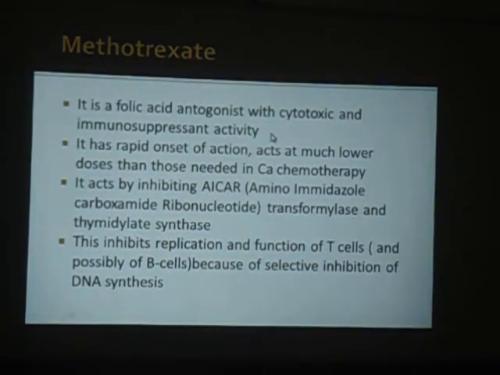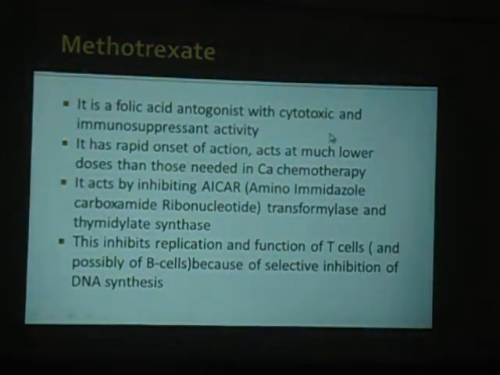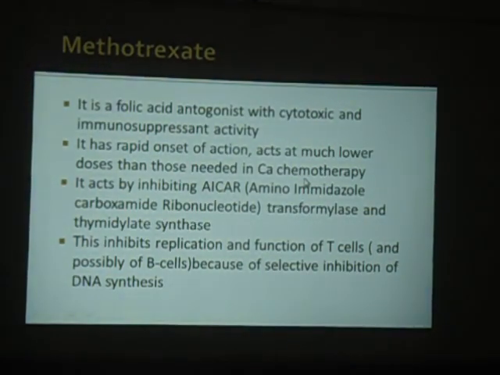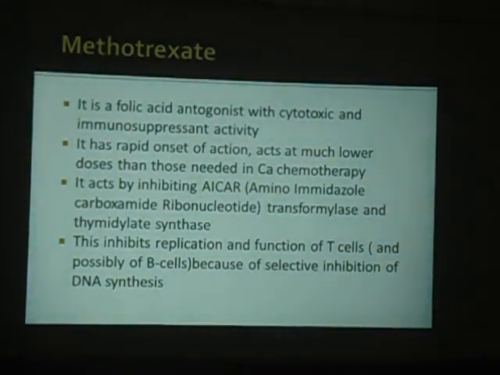So it is a folic acid antagonist with cytotoxic and immunosuppressant activity. It has rapid onset of action, acts on much lower doses than needed for cancer chemotherapy. In cancer chemotherapy we need a higher dose, but for rheumatoid arthritis and psoriatic arthritis, we just use like 7 milligram or 15 milligram once a week. Very low dosage can act as an anti-inflammatory, which is again less toxic for the patients.